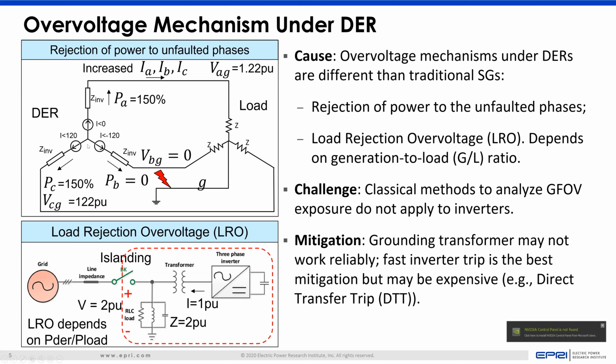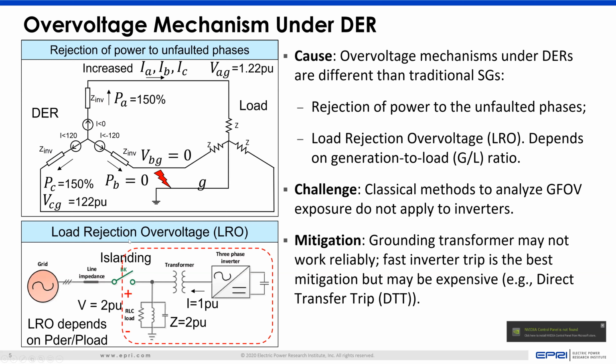The main difference is that the inverter acts as a current source. The current of the inverter is regulated by internal controls. So when a phase B to ground fault happens, the power on phase B drops to 0. The inverter, in trying to maintain the overall three-phase power, increases the power on phases A and C by 150%, and that is done by increasing the currents. Because of the increased current, the voltage also increases. For example, theoretically, this could be 1.22 per unit for 150% power on unfaulted phases. So this is the first mechanism. This is related to the fault.